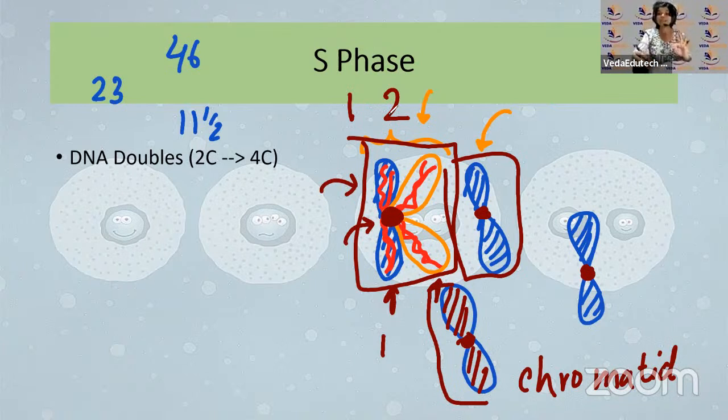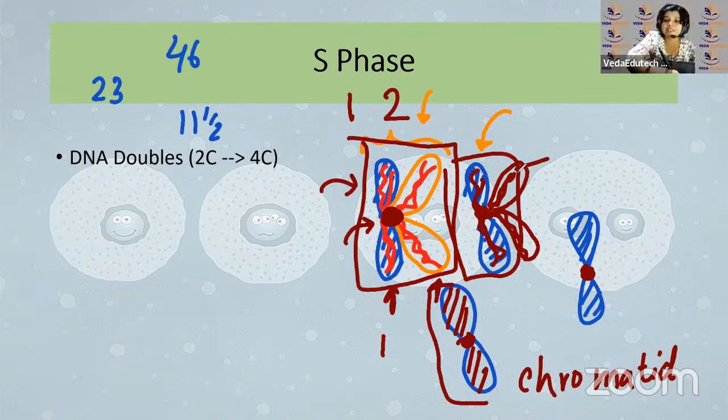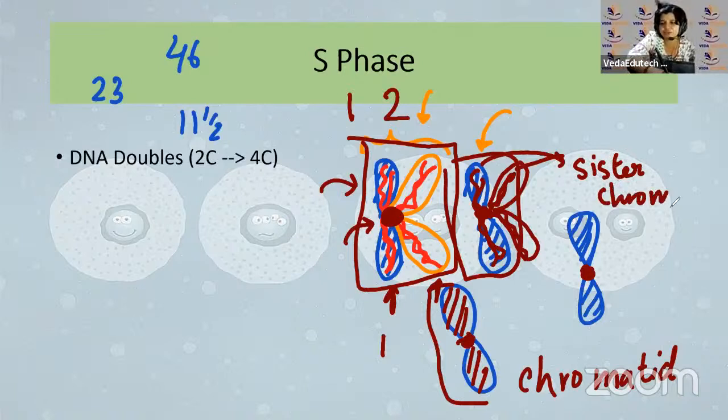And both the chromatids are exactly the same. Why exactly the same? Because we created a photocopy of this DNA, right? So both the chromatids carry the exact same gene. It is a direct photocopy. Okay, exactly the same. So because both of these chromatids are exactly the same, we call them what? We call them sister chromatids.